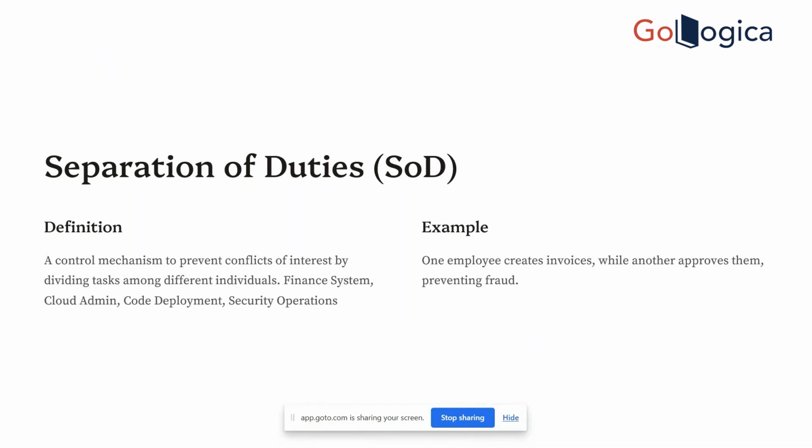Like in finance systems, your cloud admin, your code deployment and the security operation. How is it going to work? There should be one employee who creates an invoice while another approves it, preventing fraud. SOD, in simple terms, means that two people are not supposed to work on the same kind of task.